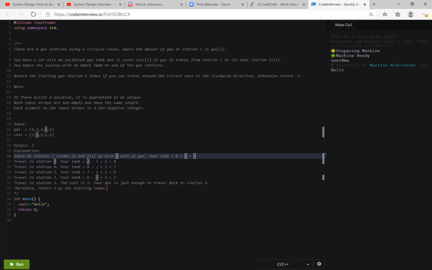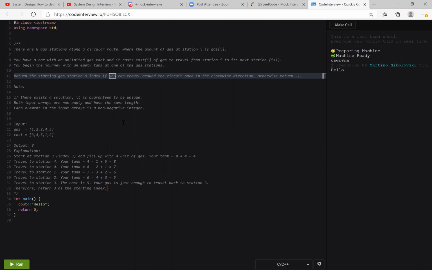Your tank is 4 minus 1. Got it. And then I get the 5 there, and it becomes like this. I keep on going, and that way we come back to the same station. Your gas is just enough to travel back to station 3. Therefore, return 3 as the start. And it could be anyone else, whichever satisfies. That's a possible answer.